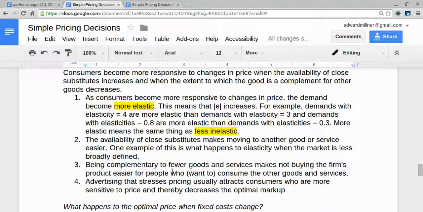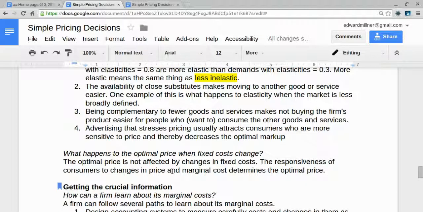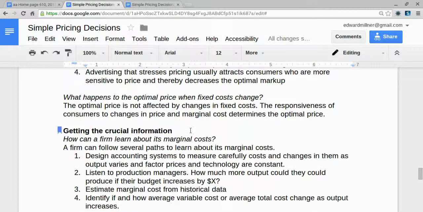Being complementary to fewer goods and services makes not buying the firm's product easier for people who want to consume the other goods and services. Thereby, when I raise price, I don't worry about jumping to another product because I'm not foregoing consumption of other goods and services that are complementary. Advertising that stresses pricing usually attracts consumers who are more sensitive to price and thereby decreases the optimal markup.